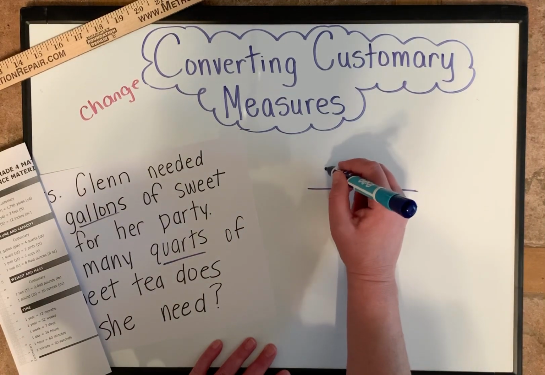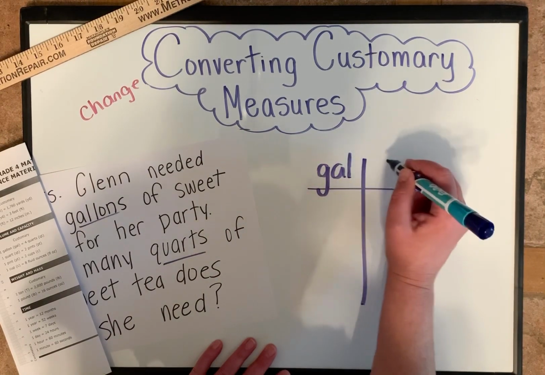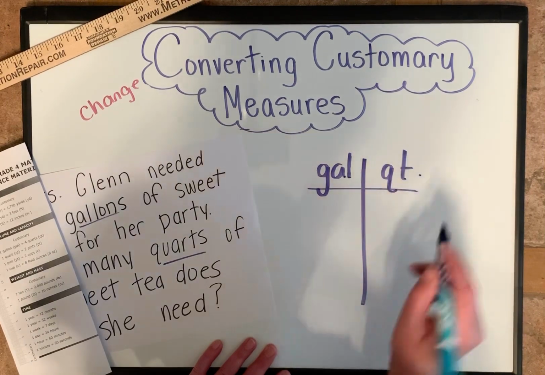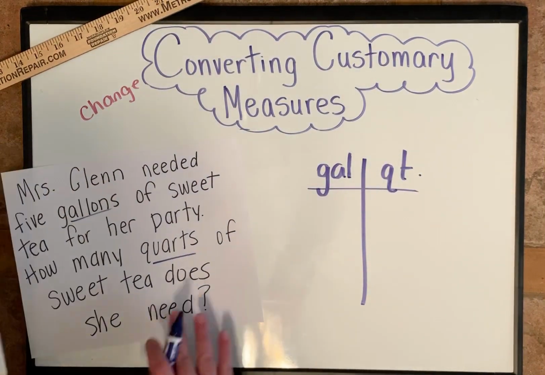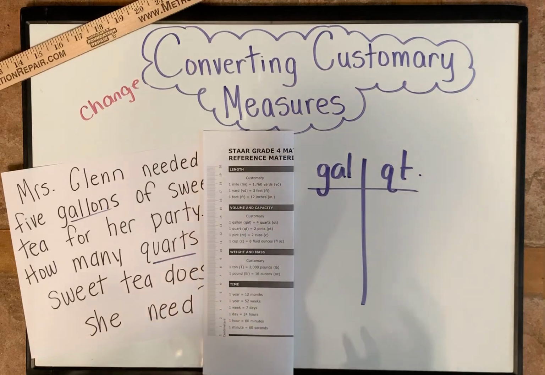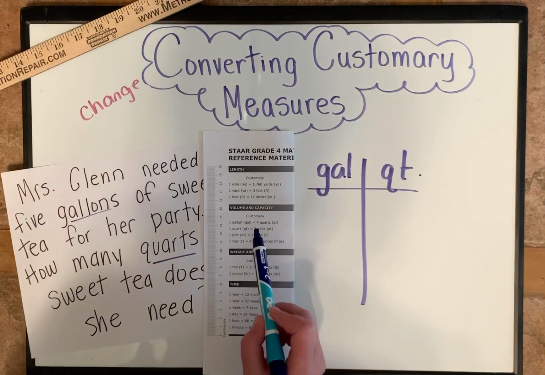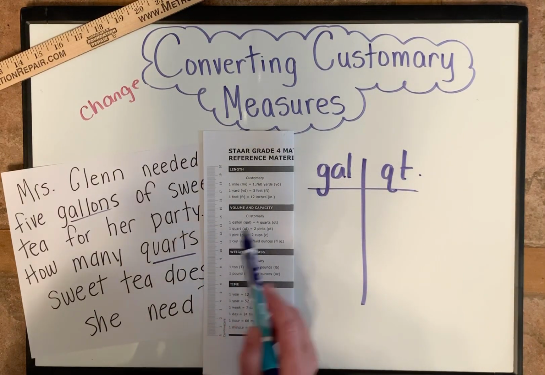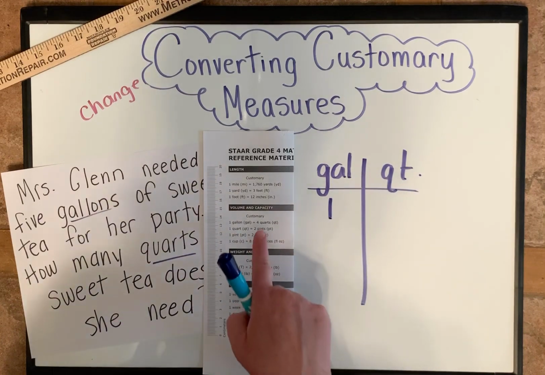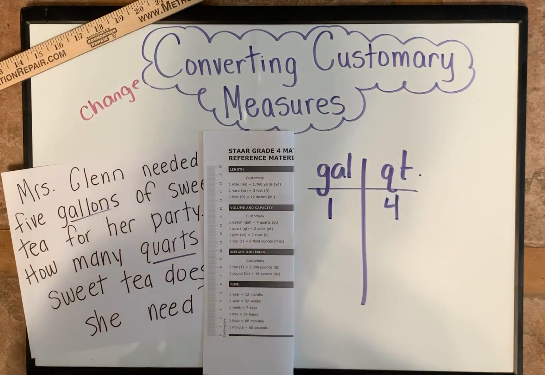I've got gallons and I've got quarts. Now I need to find my rule before I begin. So let's come over here to capacity and here we go. 1 gallon, 4 quarts. There's your rule.